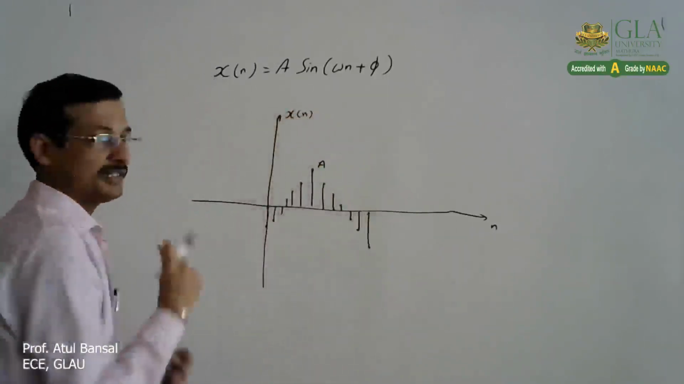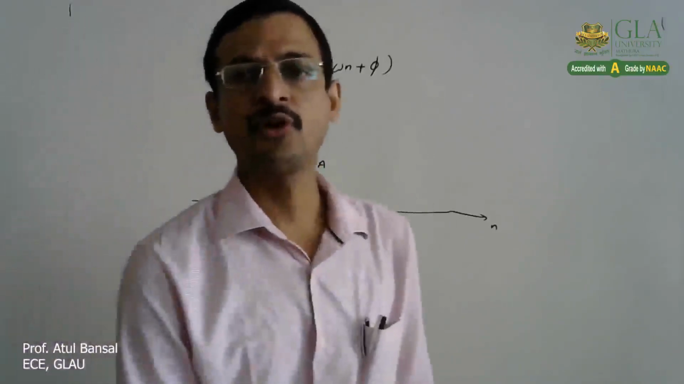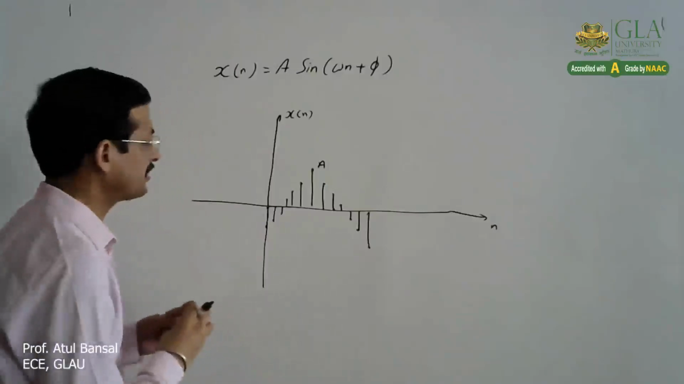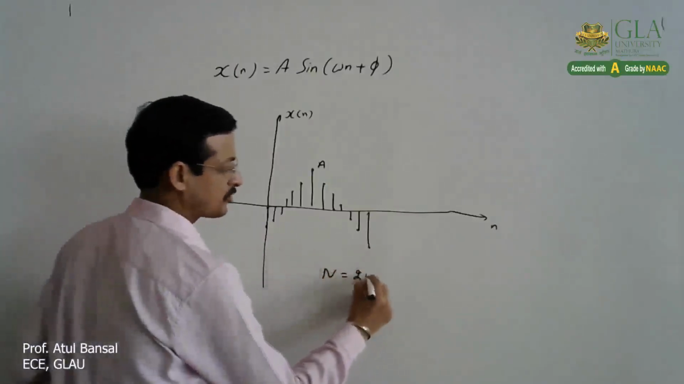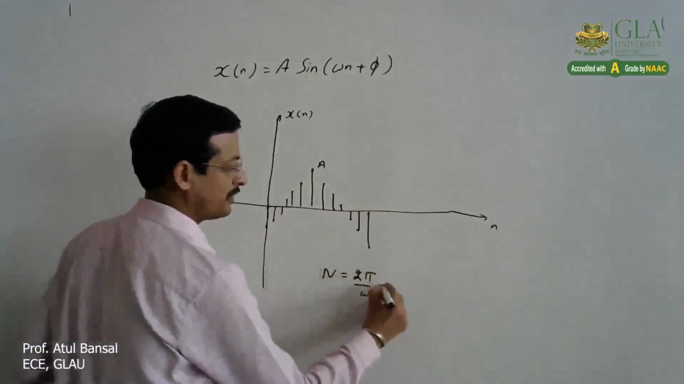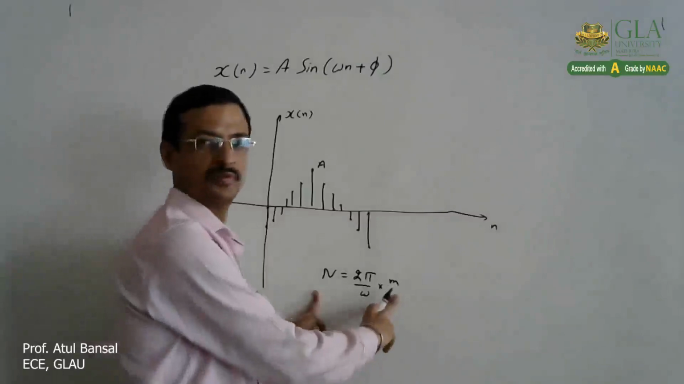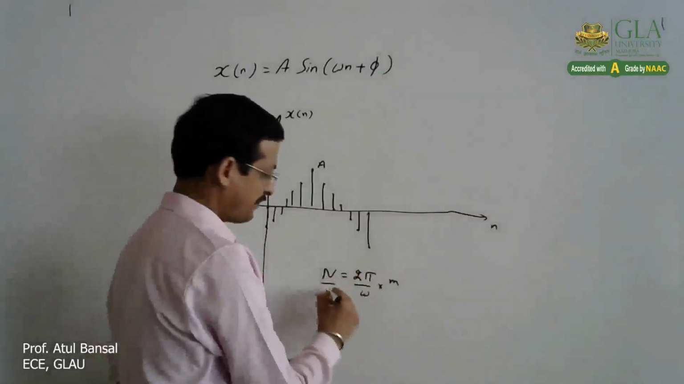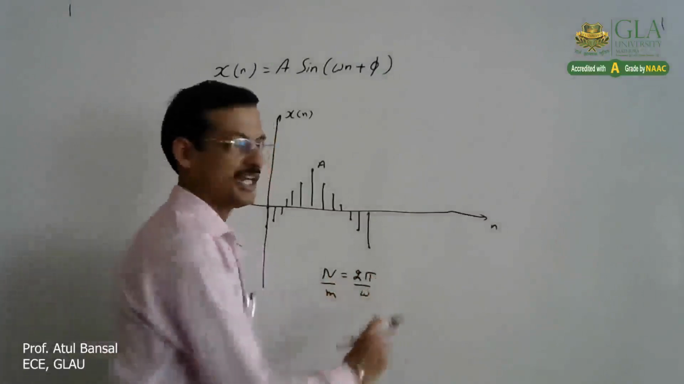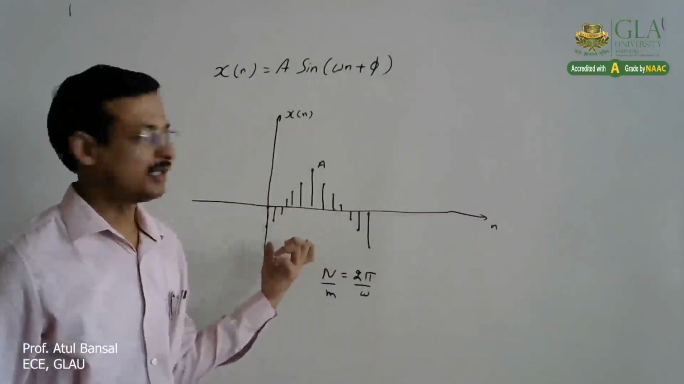But here the important thing is that all discrete time sinusoidal signals are not periodic in nature. Here the important condition is that N equals 2 pi by omega into m. Both N and m should be integers. That is, 2 pi by omega, the ratio N by m, should be a rational number, right? Then only will it become periodic in nature.